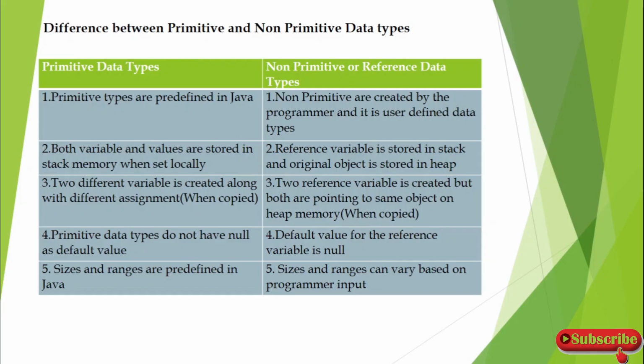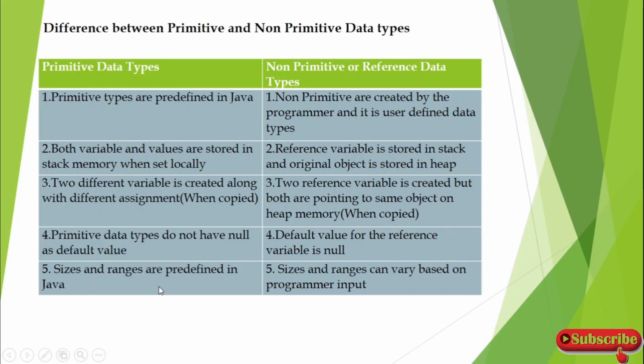The fourth point is primitive data types do not have null as default value. So if you are setting it as a local variable, right? So the primitive data types, either it can be integer, it cannot have a null value as default value. Integer will have the default value as 0 and boolean will have the default value as false, and it will not have the default value as null. Whereas in the non-primitive, all the strings and arrays will have the default value as null. Okay, so that is one difference that we have with primitive and non-primitive.